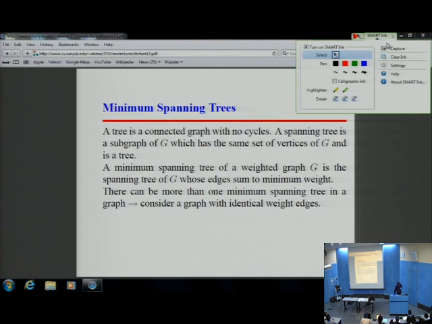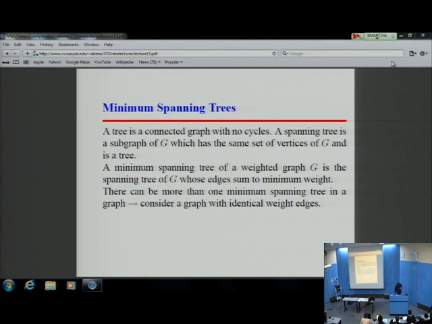So let's talk a little bit about minimum spanning tree again. Oh, what am I doing here? How did I move this? Uh-oh, trouble. Hold on. How did I move this forward?